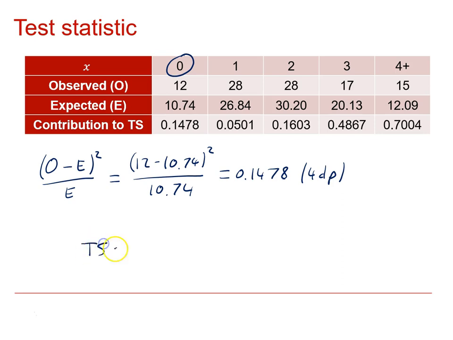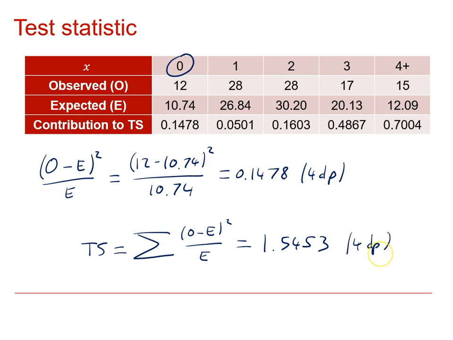So our test statistic is the sum of all these values. On the calculator, 1.5453.